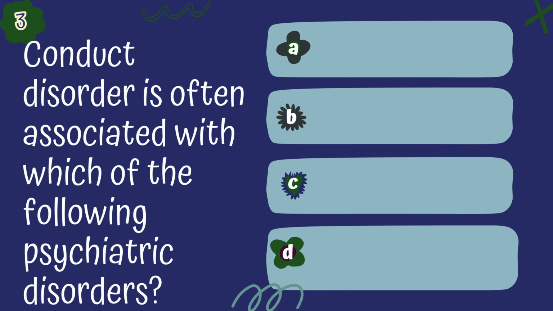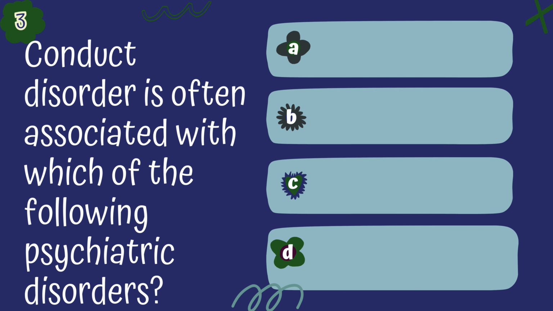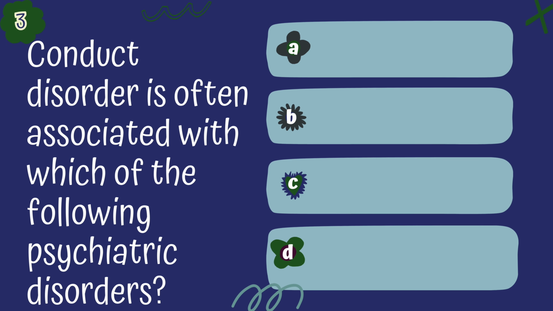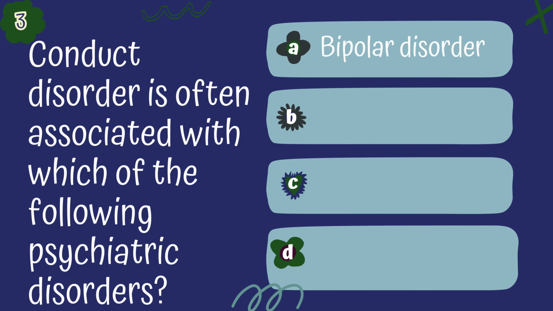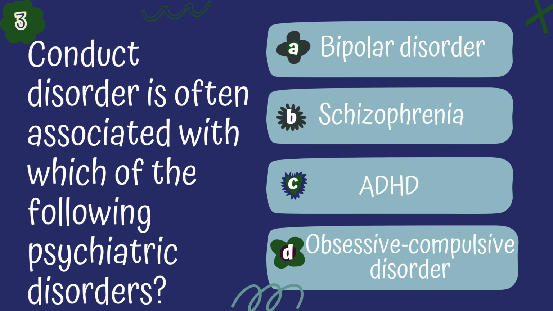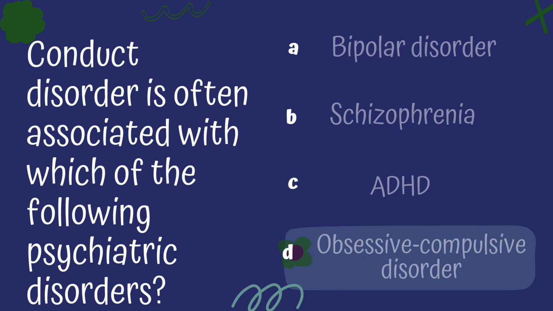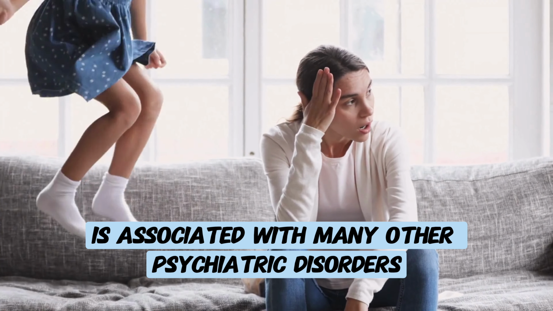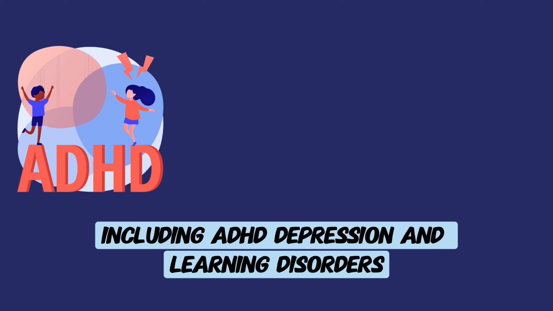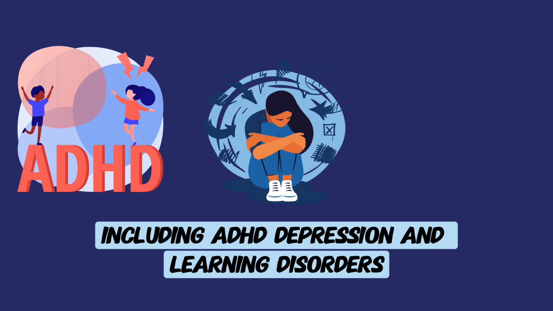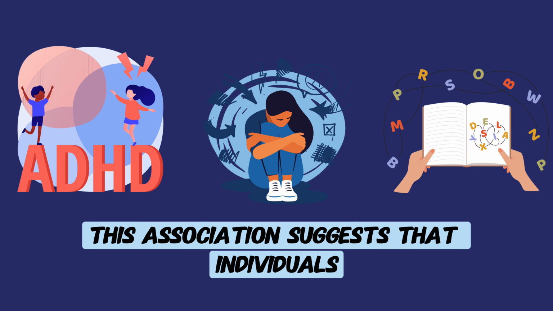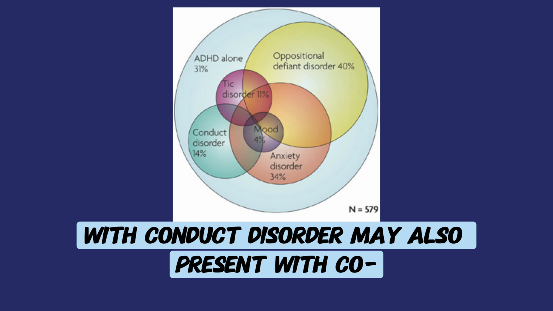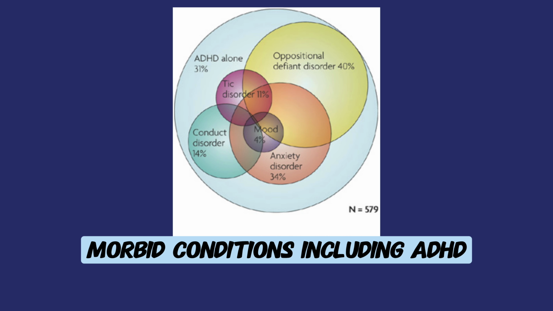Question 3. Conduct disorder is often associated with which of the following psychiatric disorders? Is it A, bipolar disorder, B, schizophrenia, C, ADHD, or D, obsessive compulsive disorder? The correct answer is C, ADHD. Conduct disorder is associated with many other psychiatric disorders, including ADHD, depression, and learning disorders. This association suggests that individuals with conduct disorder may also present with comorbid conditions, including ADHD.